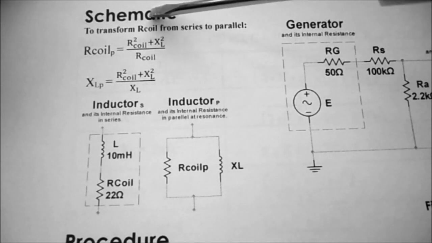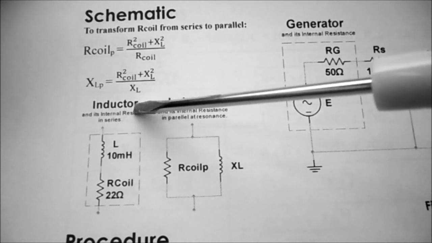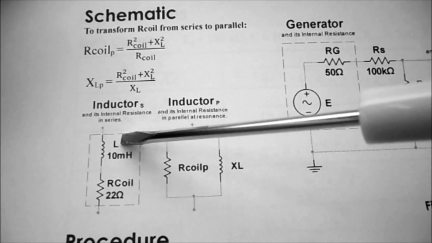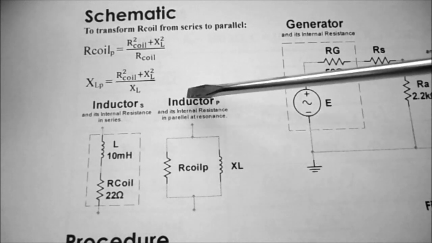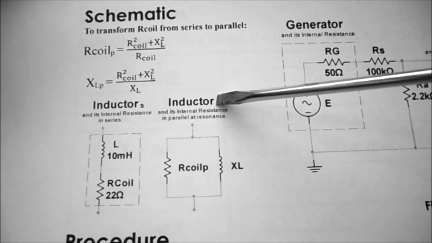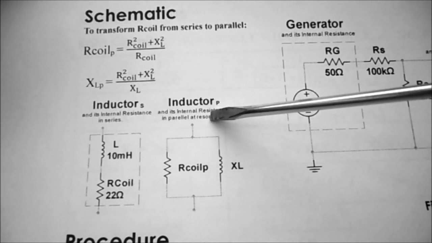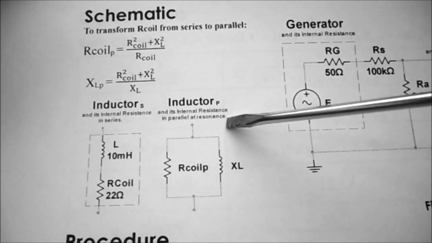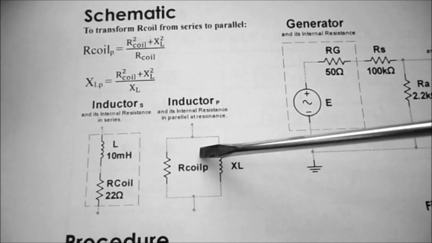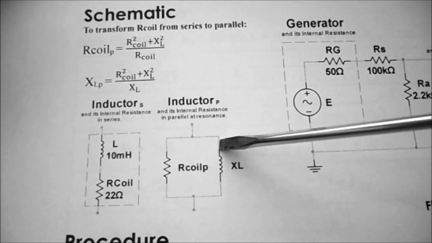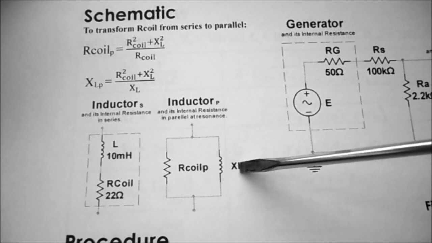Under schematic, you can see I have the inductor in series and its internal resistance in series. That's the 10 millihenry and the 22 ohm coil. And then we have the inductor in parallel and its internal resistance in parallel at resonance. Now it's very important that we use it at resonance. So we have R coil parallel in parallel with XL, and that's XL at resonance.